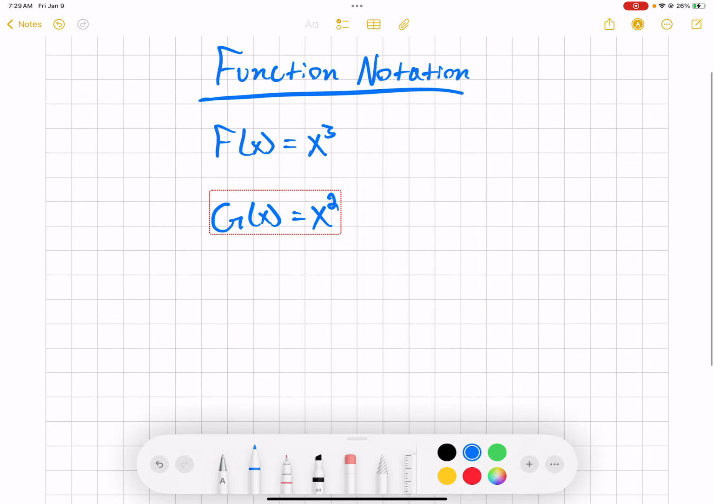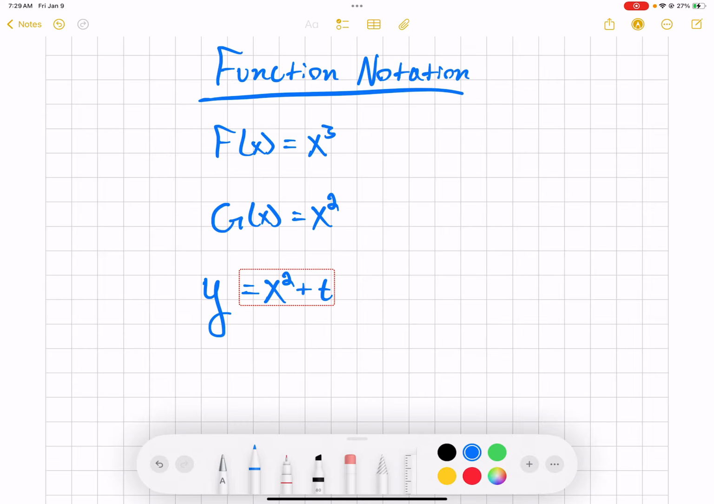Another necessity of function notation is to identify your inputs. What are actually input variables and what is a coefficient? So let's say I've got the equation y equals x squared plus t.